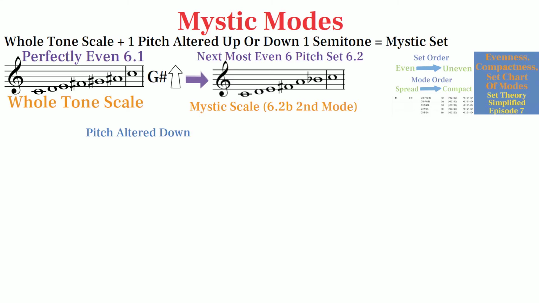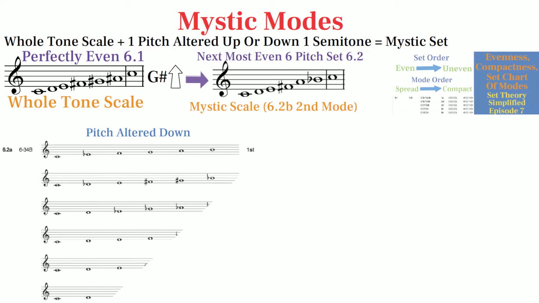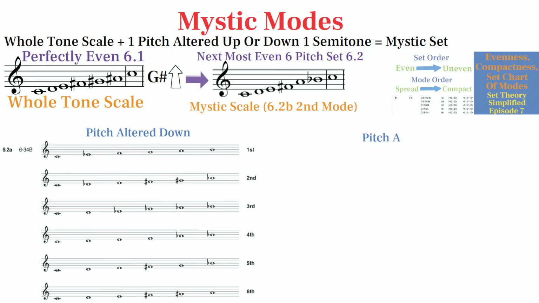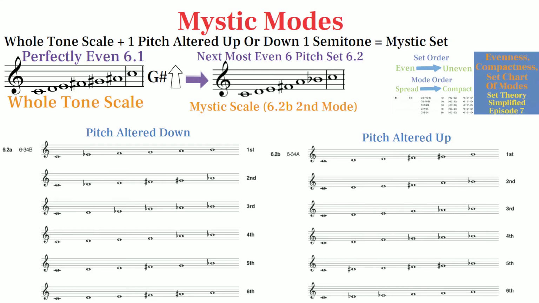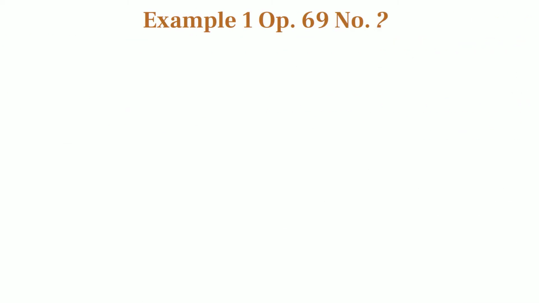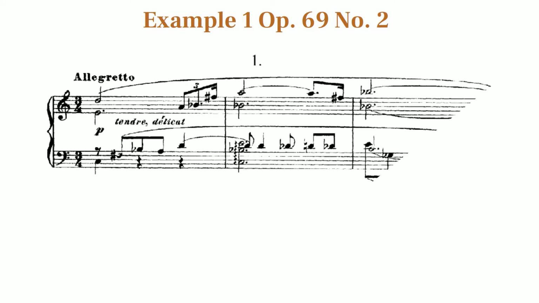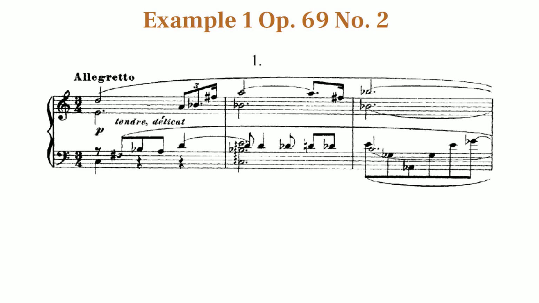When we move each pitch of the whole tone scale down a step, we get 6.2A modes, and if we move them up, we get 6.2B modes. All of these modes could be considered mystic chords, though Scriabin had his favorites that he used more often than others. The most common mode he used, and the main mode you'll hear about from other sources, is the second mode of 6.2b. Let's see how we might analyze a late-era Scriabin piece that conveniently uses this mystic mode starting on C.